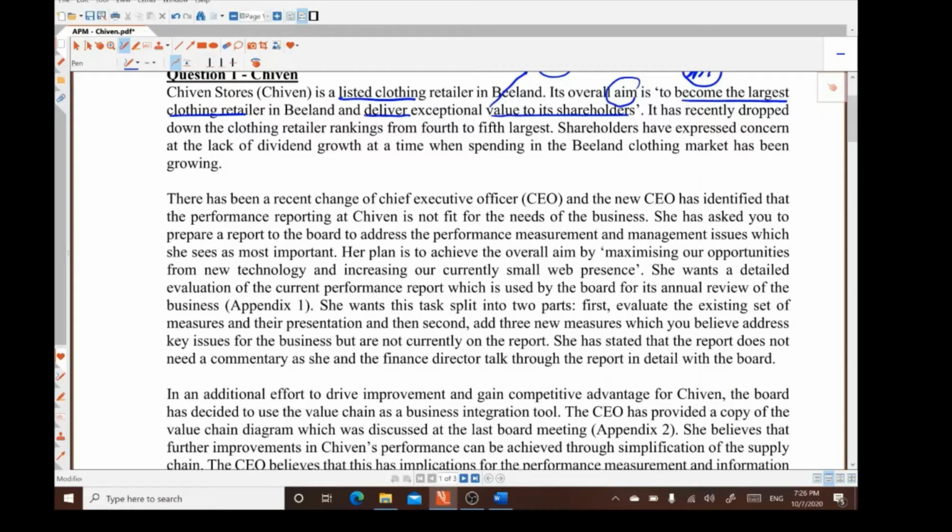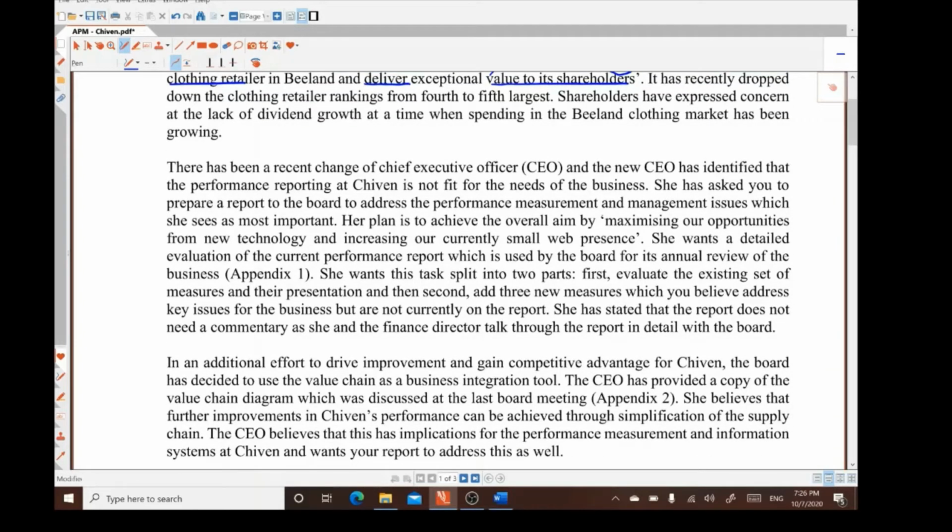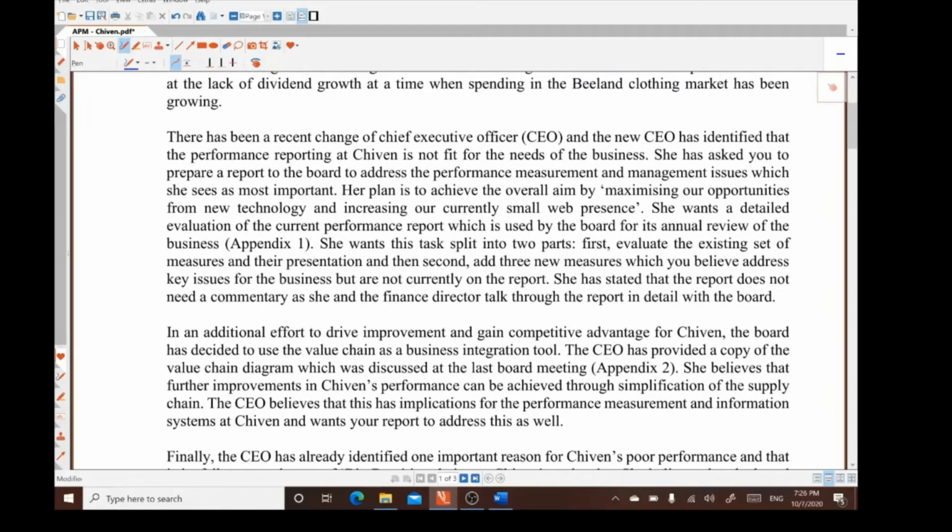Next, there has been a recent change of CEO, and the new CEO has identified that the performance reporting at Shivan is not fit for the needs of the business. She has asked you to prepare a report to the board to address the performance measurement and management issues which she sees as most important.